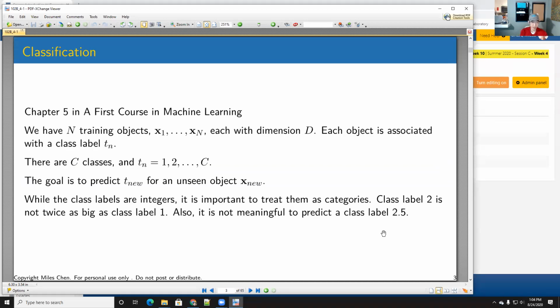Classification is all about trying to predict the class of some object. What we have is training objects, we've got n of them, and the training objects exist in dimension D. In today's examples, most of my objects will be two-dimensional objects. But in your homework data set, you're going to be dealing with four-dimensional objects.